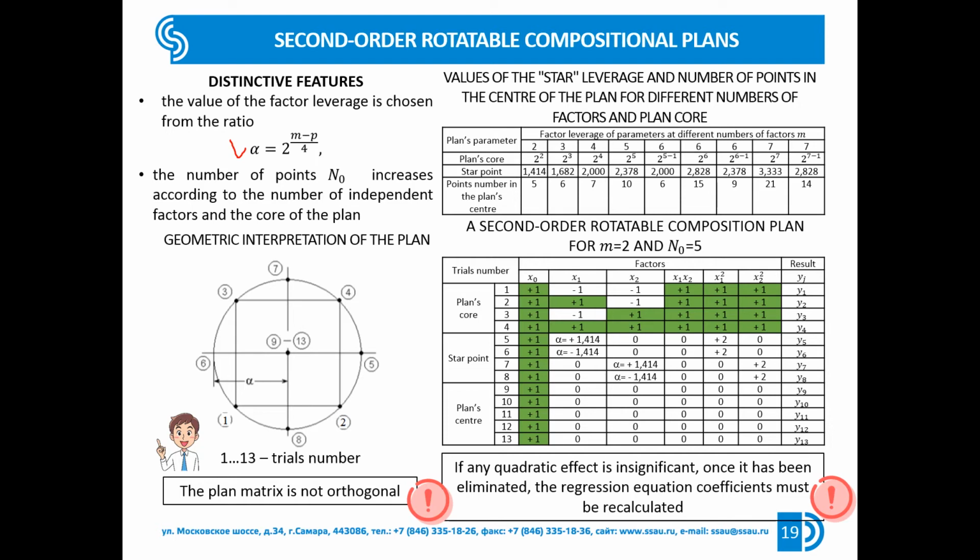If the second-order model proves to be inadequate, the experiments should be repeated over a small interval of variation in the factors, or the center of the plan should be moved to another point in factor space. In case where the model is still inadequate, it is recommended that we move to third-order plans.